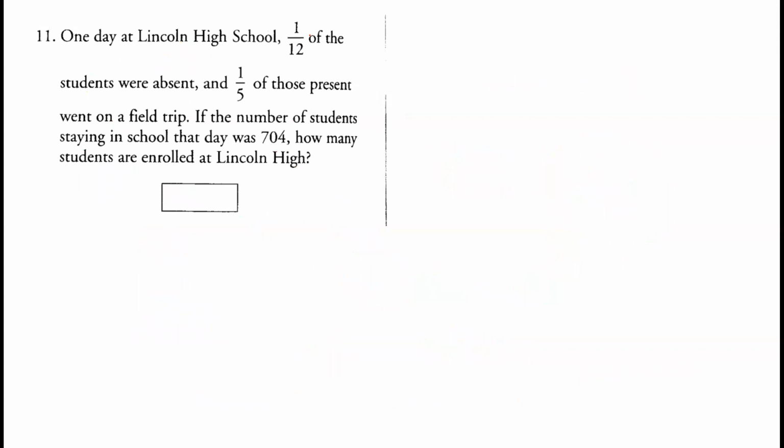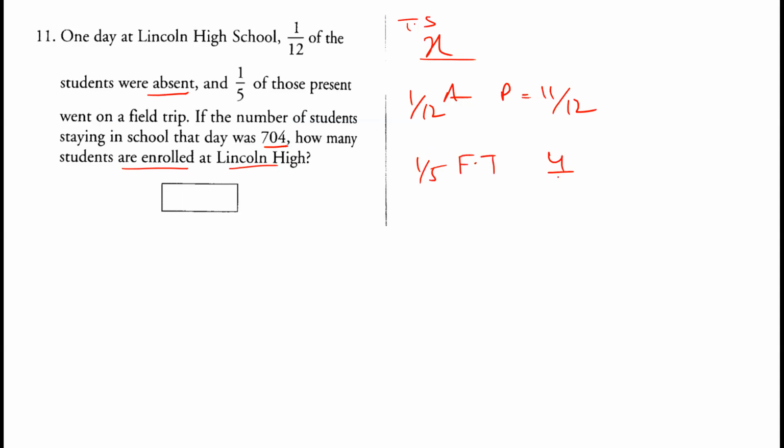Now, one day at Lincoln High, 1/12 of students were absent and 1/5 of those present went on a field trip. Let's suppose the total number of students was X. If the number of students staying in school that day was 704, how many students are enrolled at Lincoln High? So 1/12 of the students were absent, which means 11 by 12 were present. And 1/5 of those went on a field trip, so 4/5 didn't go on the field trip.